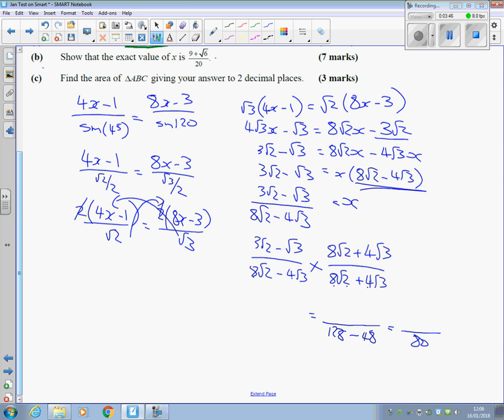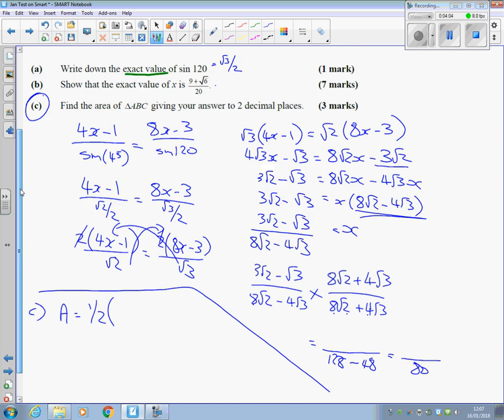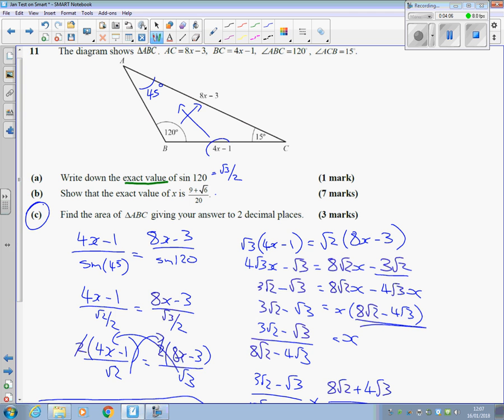I told my class to actually jump down to part C as well, though. For part C, to find the area of a triangle, all you needed to do was remind yourselves that the formula for the area of a triangle is a half one side times the other times the sine of the angle between them. So we're looking at these two here.